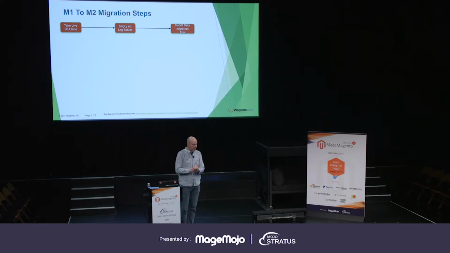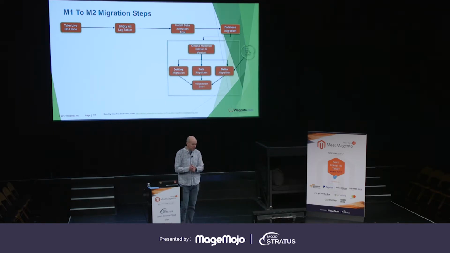So now that we have the database dumped, we want to get the database migration tool installed, and we can start moving the data. This is where we're going to do the data migration. From that, we're going into a process of choosing the edition we want to migrate to. We're going to get our settings done. The settings from the actual admin and things like that are not going to move, so we want to make sure that our admin users are set up on the newer version.